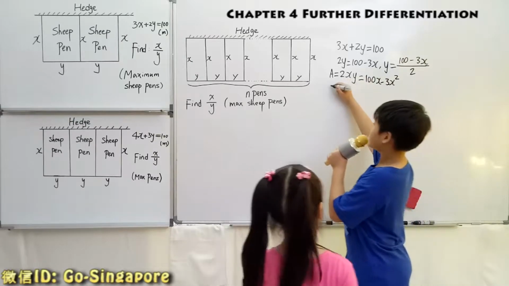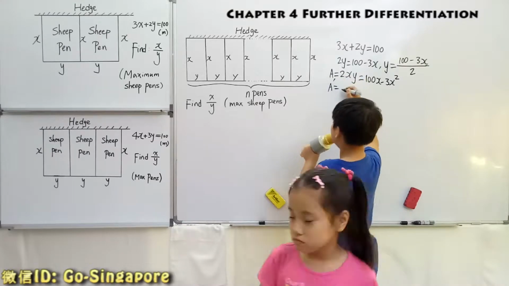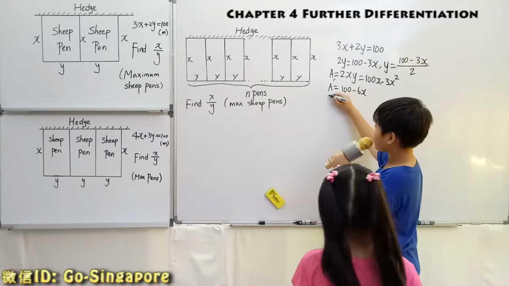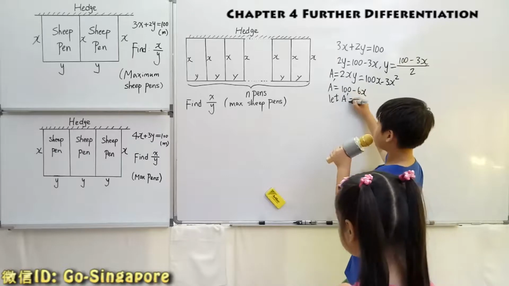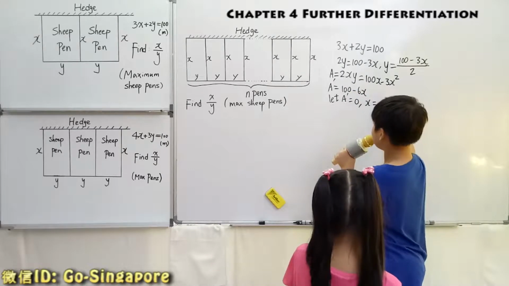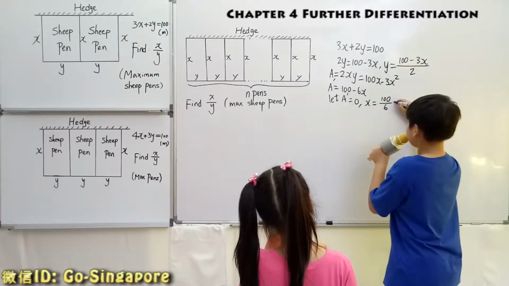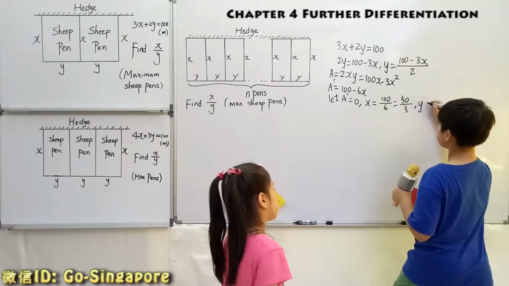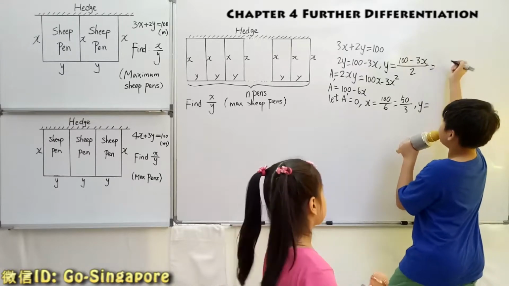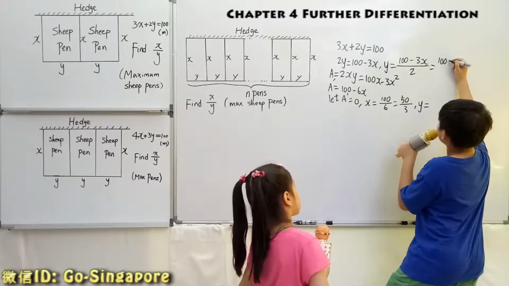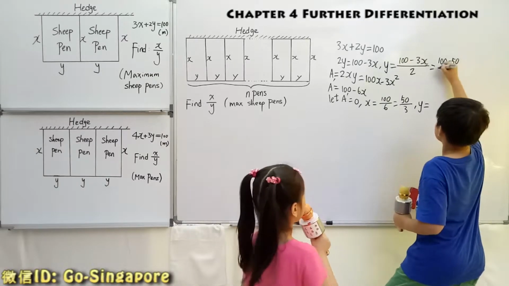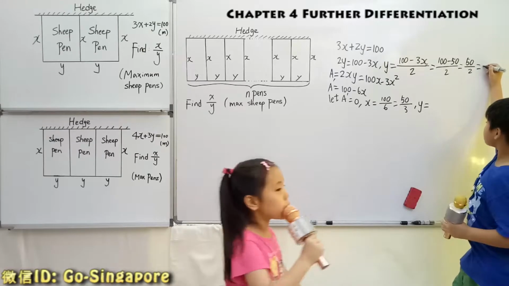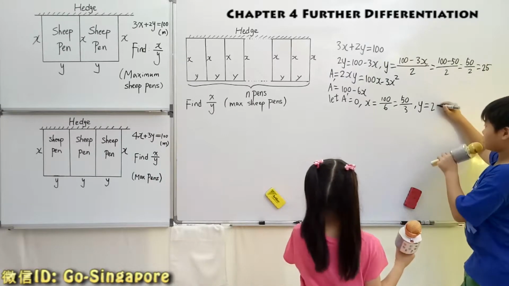So like this, we'll find the first derivative. The first derivative is 100 minus 6x, right? Yes. We need to let the first derivative be 0, and x will be 100 over 6, which is 50 over 3. And y will be? For this y, we need to sub this. So this is 100 minus 50, that means 50 over 2. So 25. So y is 25, right?